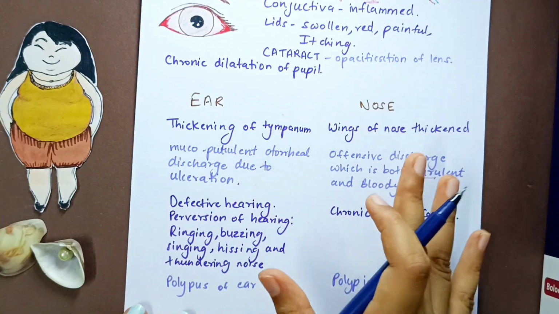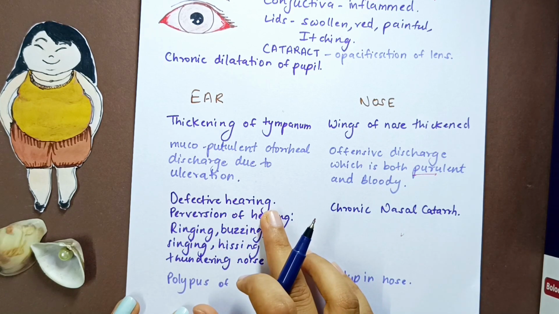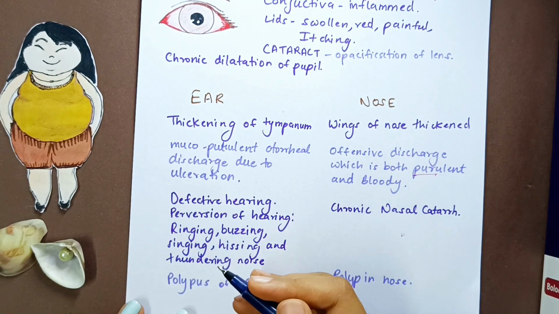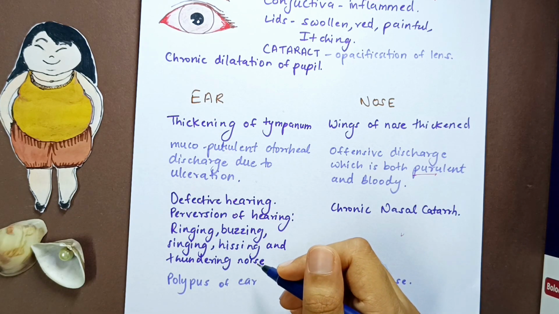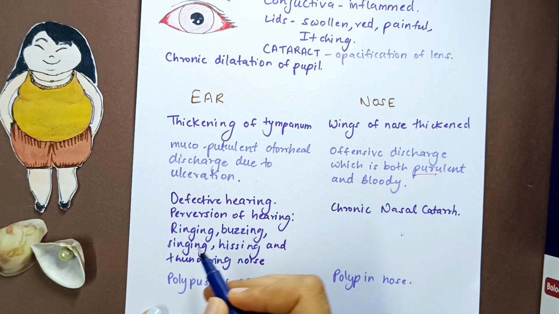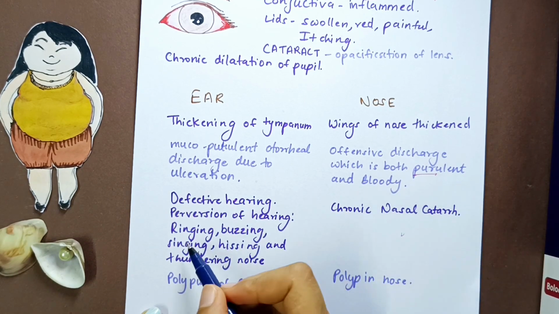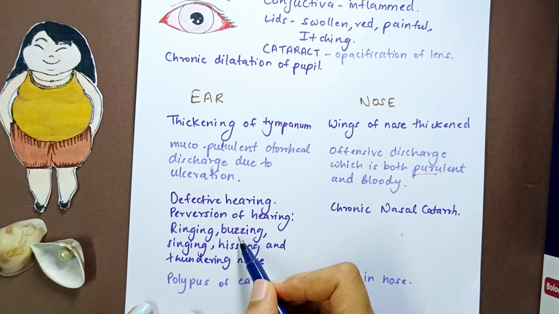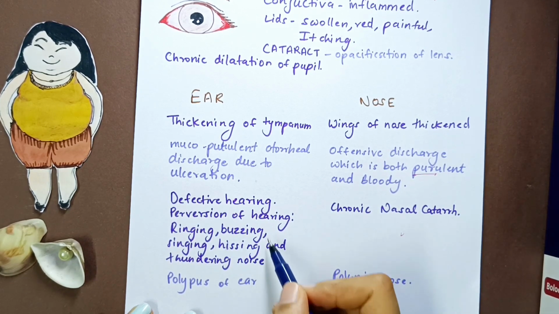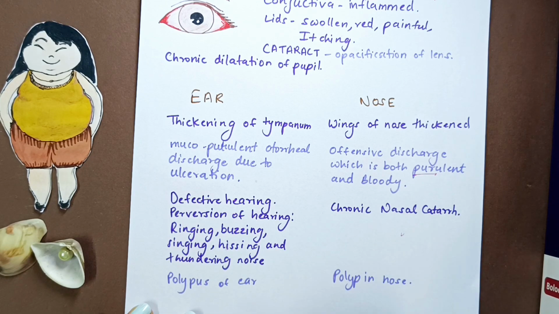And then we go to ear again. So there is defective hearing, perversion of hearing. So there is not normal hearing. मतलब ऐसे नहीं है कि there is no hearing. They are not completely deaf. But there is perversion. So it can be ringing. They can hear ringing in either ears. They can hear buzzing, singing, hissing, and thundering noise. Anything like it is not happening in reality, but they can hear it.